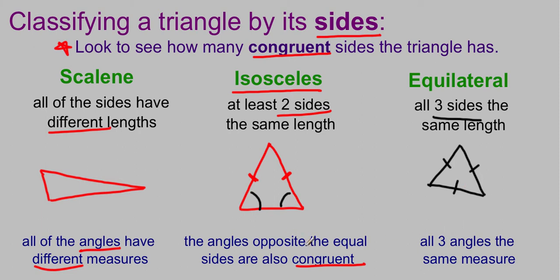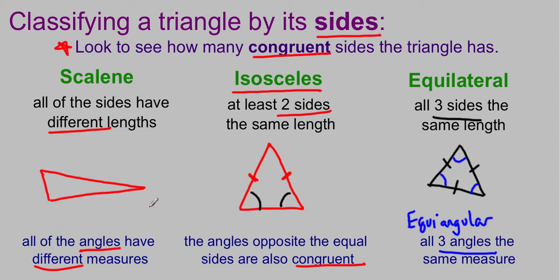And just like over here, if the sides are the same, the angles are the same. So in this case, all 3 angles have the same measure. An equilateral triangle is also called an equiangular triangle, meaning it has all 3 sides that are the same length, but all 3 angles are also the same. So this angle and this angle are all going to be the same measure. If the sides are the same, so are the corresponding angles.